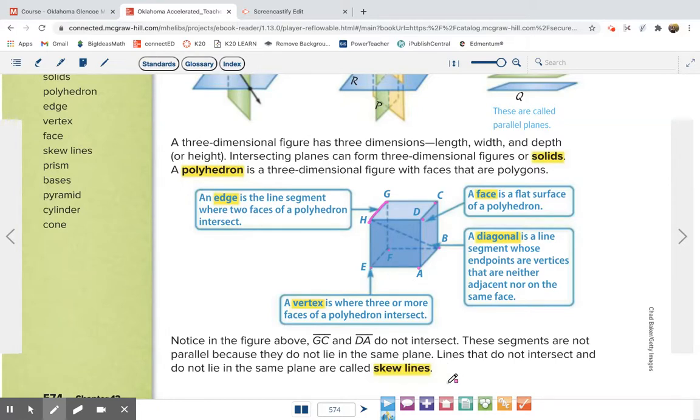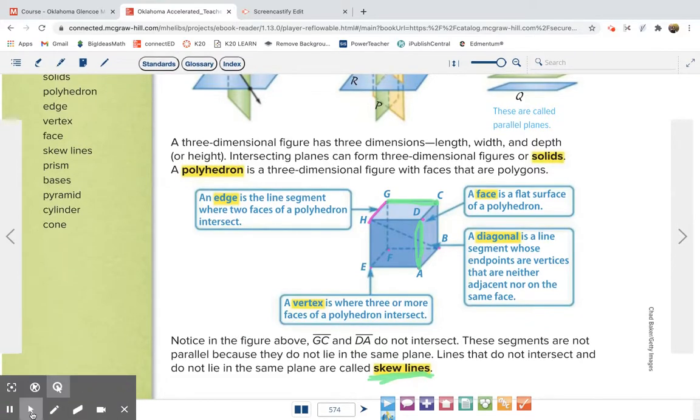Then we have what's called skew lines. It says, notice in the figure above, line GC and DA. This is just one example. Notice how these two lines do not intersect. They're not parallel. They're not even in the same plane, which means they will never touch. Those are called skew lines. Skewed means something that's kind of off, so think of it like that. They're totally off on a separate plane from each other. One's way over here going this way, one's in a different area going the other direction.